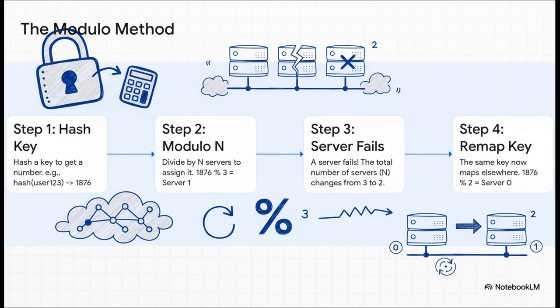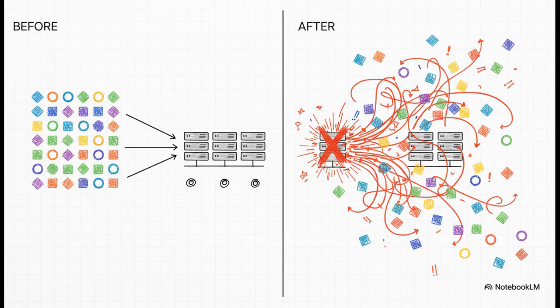What happens when a server goes down and now you only have 2? This right here, this is the catastrophe. That same key, 1876, when you use modulo 2, now maps to server 0. And it's not just this one key. Because the divisor, that number of servers, has changed, almost every single key in your entire system now maps to a different server. You have to move pretty much all of your data, all at once. For something like a distributed cache, this is a total death sentence.